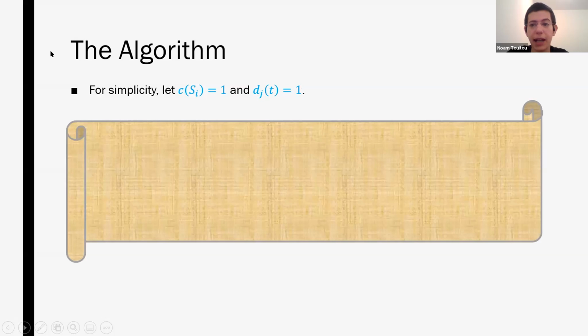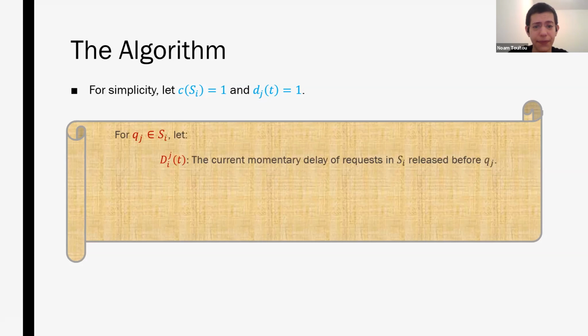Now we describe the algorithm for this fractional relaxation. So for simplicity, let's assume henceforth that the cost of each set is 1, and the momentary delay of each request is also 1. This is just for describing the algorithm, not for any significant purpose.